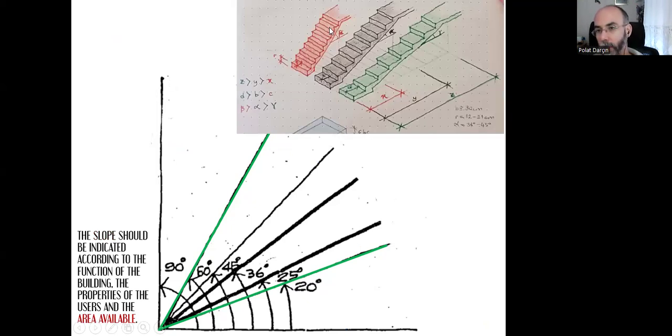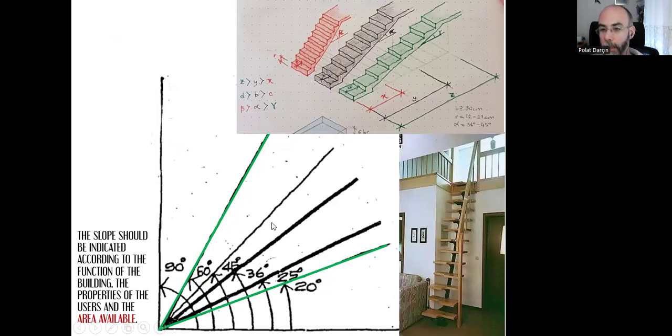So the slope of the stairs, as you can see here, can change. It can be 25 degrees, 30 degrees, 36 degrees, something like that. As it gets steeper, it becomes harder to climb. It creates a risk of falling down. However, it will occupy a smaller space, which means that there will be more area for the other functions, for other usages.